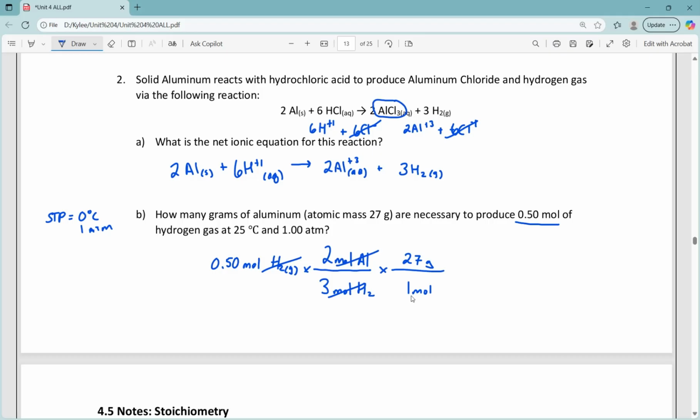So moles of aluminum cancel. And the only label that doesn't cancel is going to be the grams of aluminum. So when I go to my calculator, I want to multiply across the top, 0.5 times 2 times 27. And then I'm going to divide by anything in the bottom, which I get 9. Keeping 2 significant figures, I would do 9 grams of aluminum.